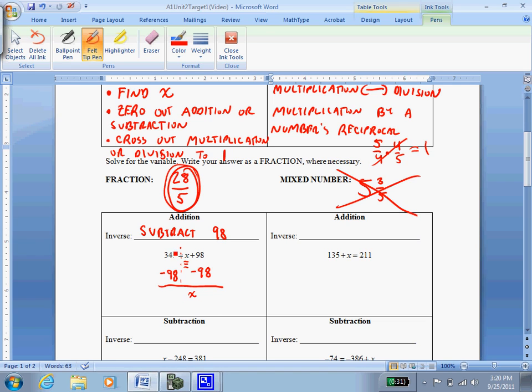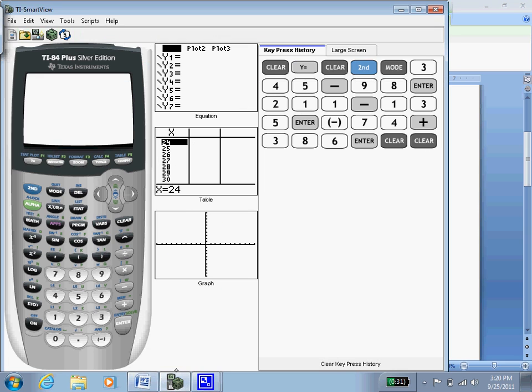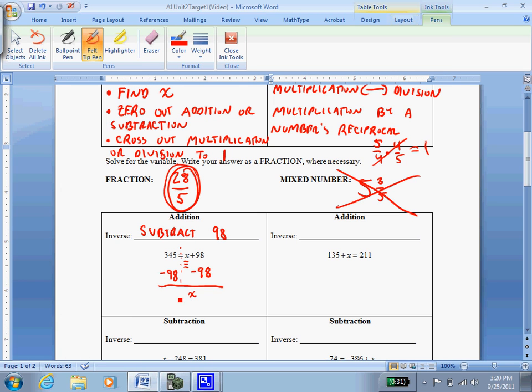And then we just, on the left side, need to do 345 minus 98. And we get 247. And if you plugged it back in, you'd see it would work. If you did 247 plus 98, you'd get 345. So we know that that's a solution.